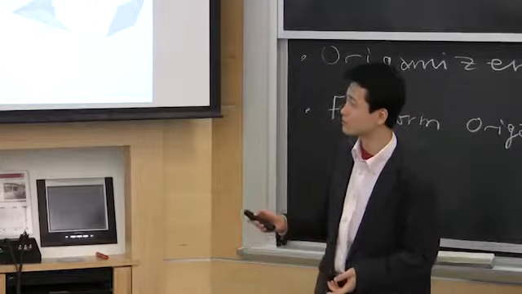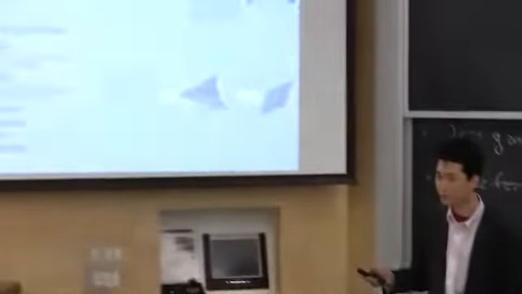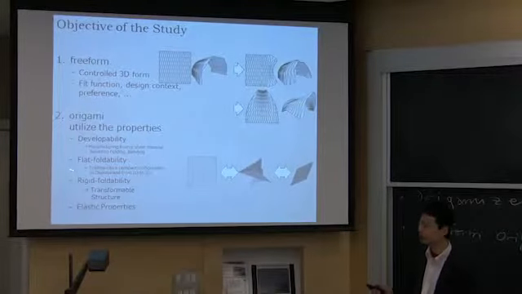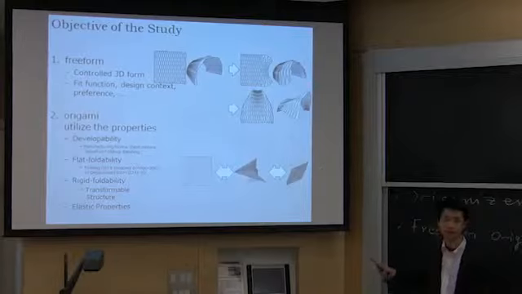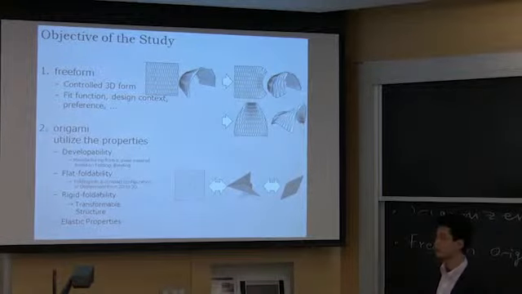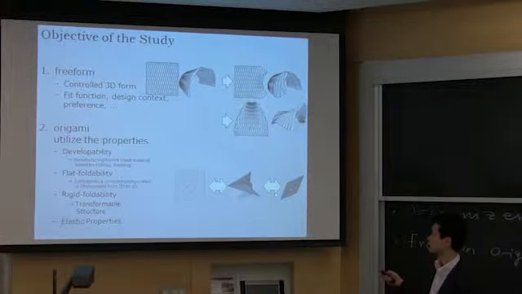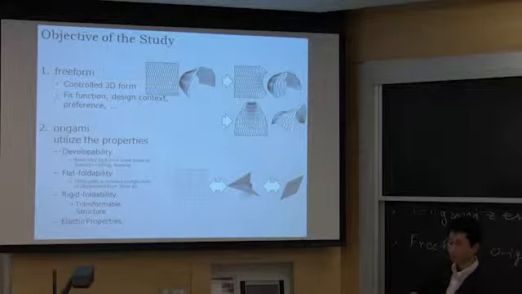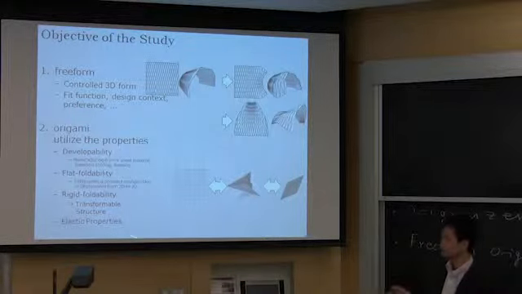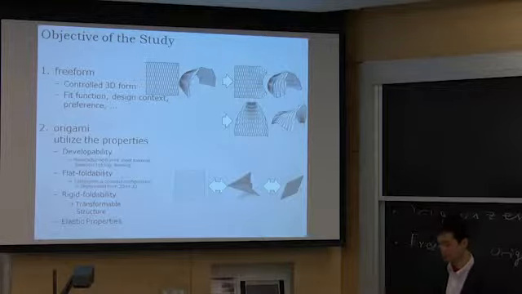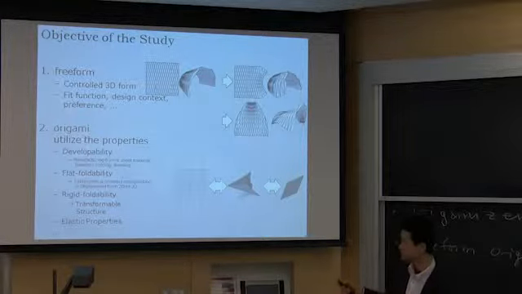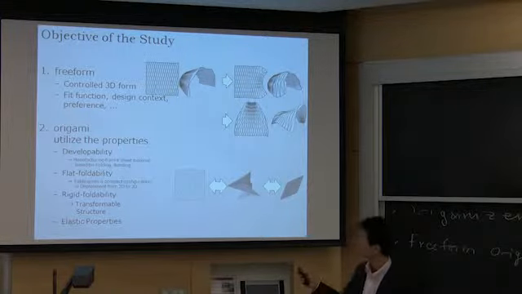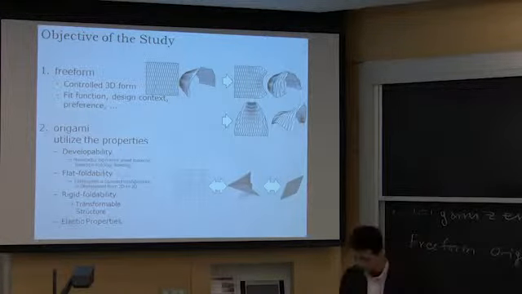And also we want some kind of conditions, not only developability. We want some condition that most origami has. This is flat foldability, so that it folds flat, and also transformability or kind of elastic properties. So we want to use these good properties from origami while we want to make some kind of freeform surface.